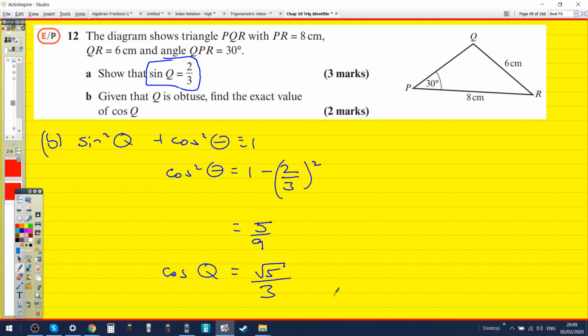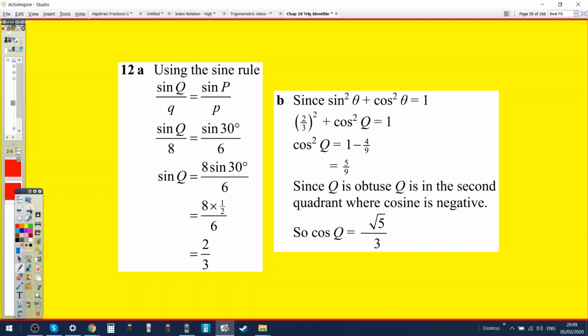Is that 4 marks? Find the exact value of cos Q. Since Q is in the region where cos is negative, it's minus root 5 over 3. That's it. Got it. Any questions there? Nope, I get that. Okay, that's good.